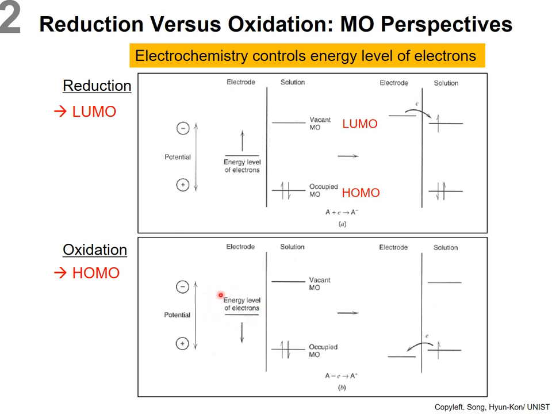So the energy level of the electrons is going down, and then finally, the energy level of the electrons in the electrode is more positive than, well, lower than the energy level of the occupied molecular orbital. So an electron is transferred from the electroactive species to the electrode. So oxidation happens in terms of the electroactive species. This is the explanation about reduction and oxidation from the molecular orbital perspective.